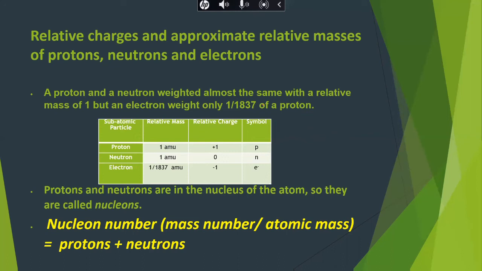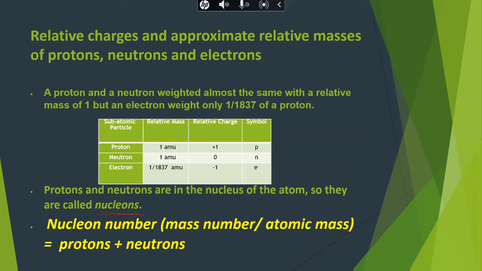The charge: you can see proton is plus 1, neutron 0, electron minus 1. And the symbols are P, N, and a small e with a negative charge for electron. Protons and neutrons are in the nucleus of the atom. All right, so they are called nucleons.